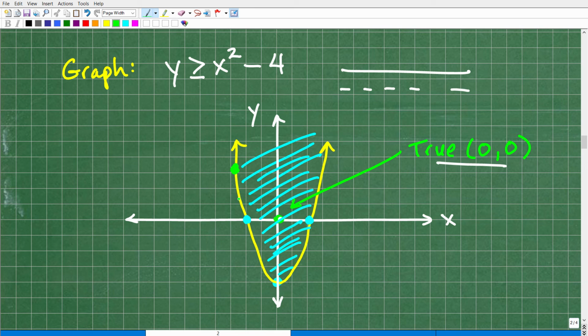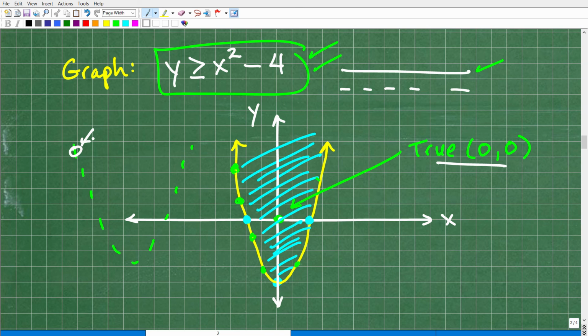Points that are actually on the parabola will be part of the solution region. So any point that's on the parabola will make this true as well. That's why a solid line is what it's indicating. If we had a dotted line, for example, if our parabola was like so, and we had a point on the parabola, that would not be a part of the solution region.